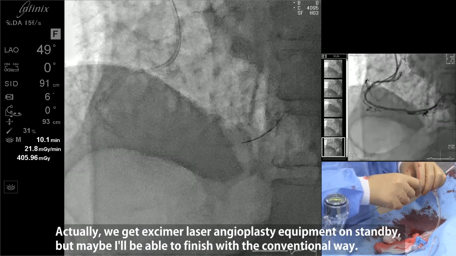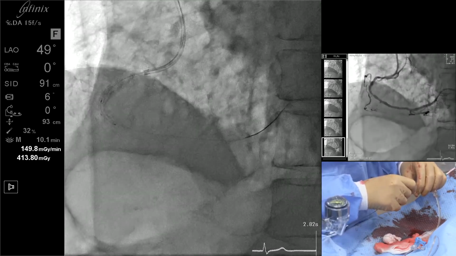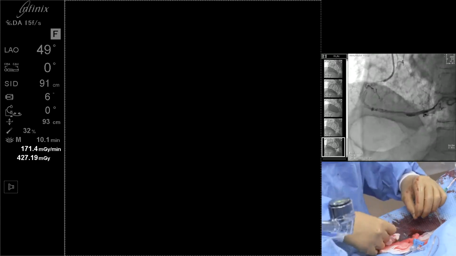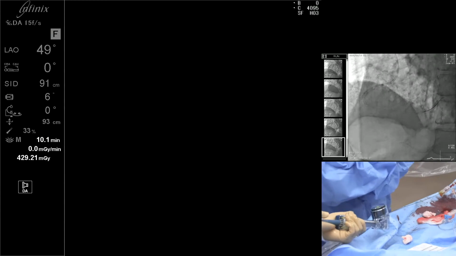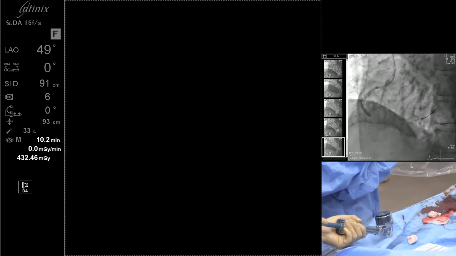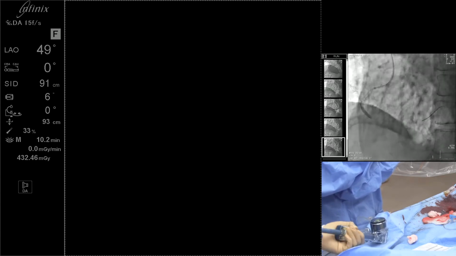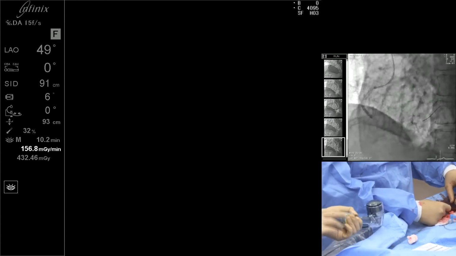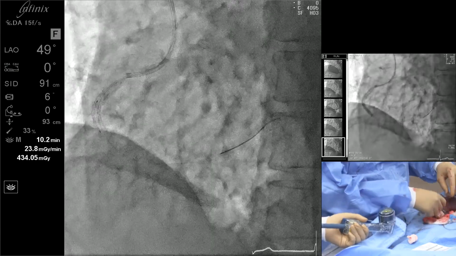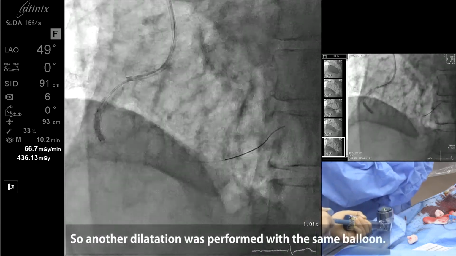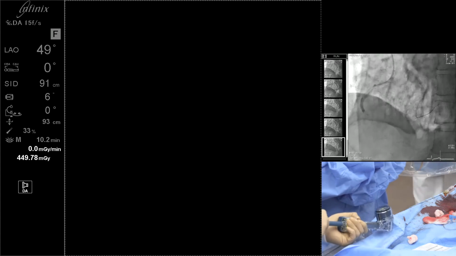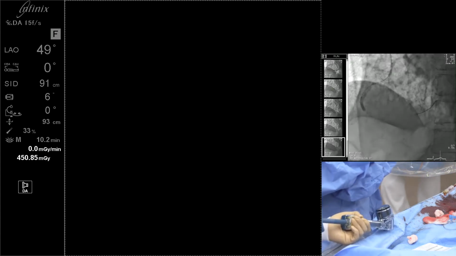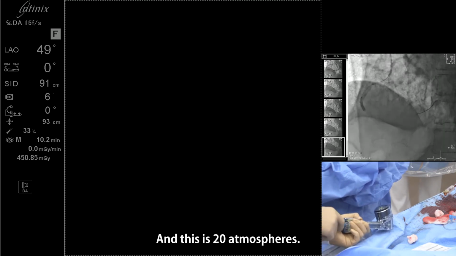maybe I'd like to finish with a conventional way. So another dilatation was performed with the same balloon. This is 20 atmosphere.